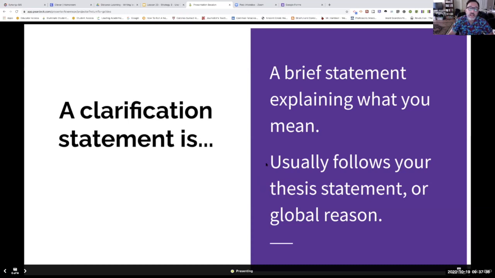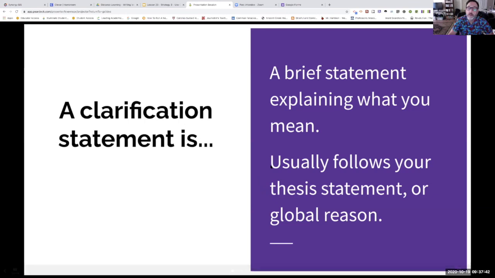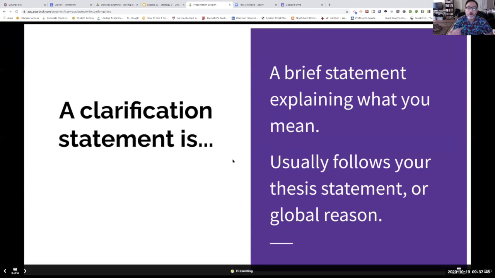Now, this is key. The position of a clarification statement: it usually follows your thesis statement or global reason. So you'll have your thesis statement or the global reason for your paragraph. Usually, not always, the clarification statement follows that, usually.